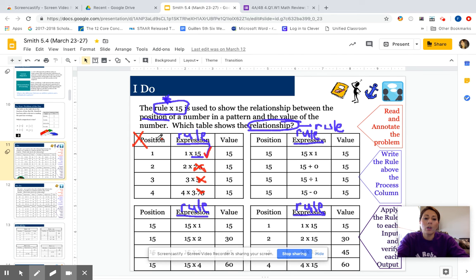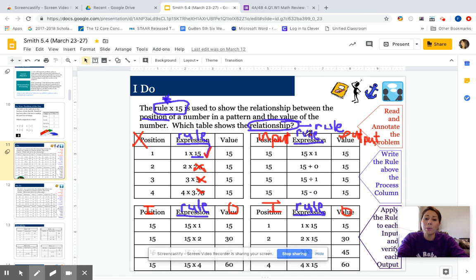Okay? So now let's go to the next one. Position. This is the same thing as input. So this is my input. This is my output. I'm sorry, Ms. Smith is writing a little bit sloppy. It's a little hard to write with this pen. Okay, so again, input, output, and this is the rule. I'm going to put I, it'll be easier. Input, output, input, output. Now, we're still looking for that rule, times 15.